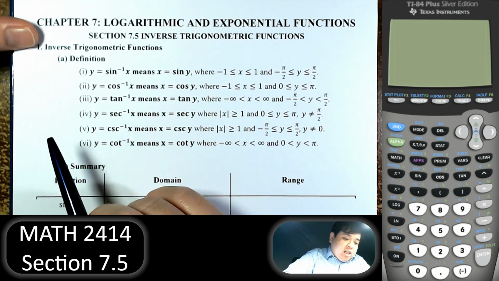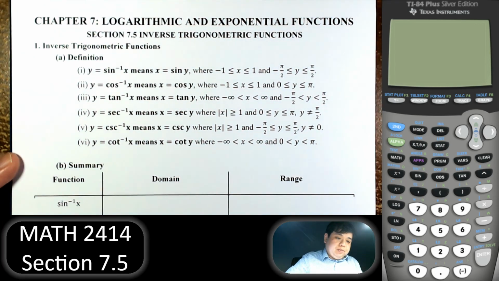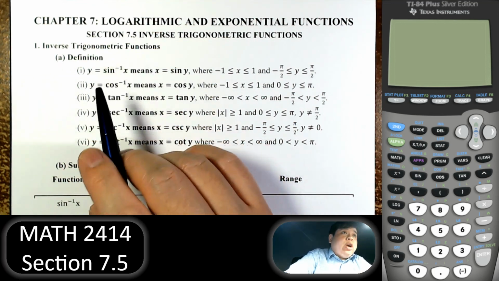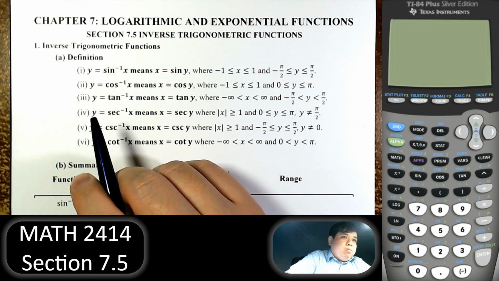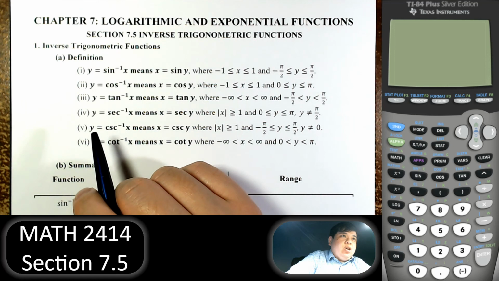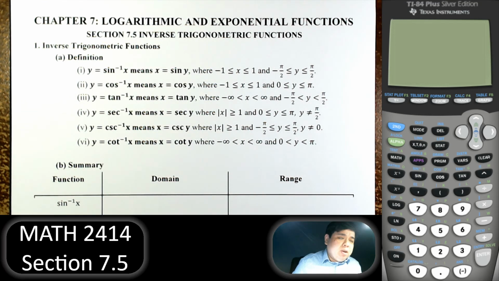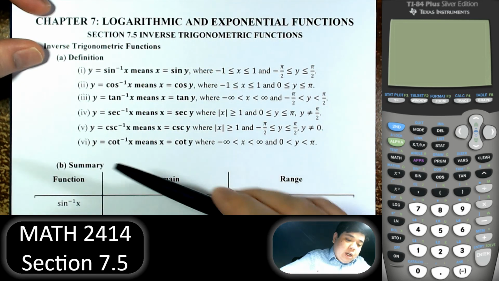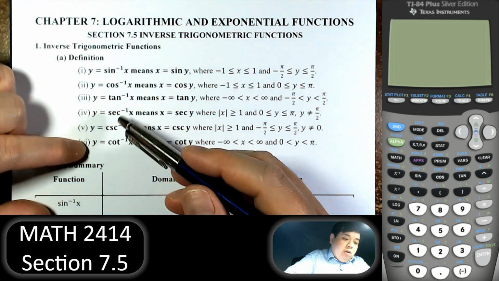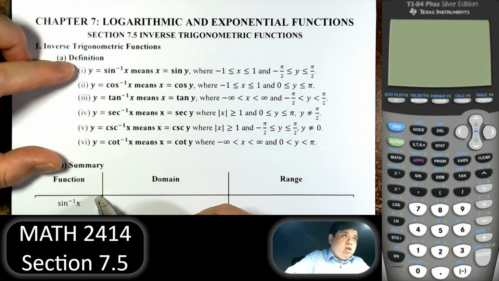We will go to section 7.5, inverse trigonometric functions. Of course, we talk about derivative and integral of inverse trigonometric functions. Before we go to the calculus part, let's just review the trigonometry parts. So how do we define the inverse trig function?